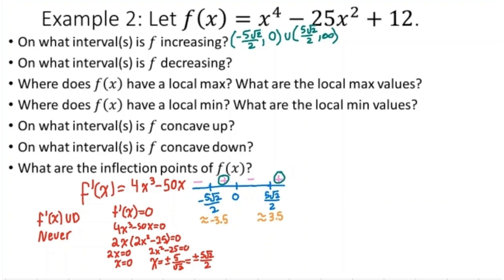The next question is, on what intervals is f decreasing? Which means we're trying to see where our first derivative is negative. Fortunately for us, we still have the sign chart for f prime of x from when we tried to determine where it was increasing.